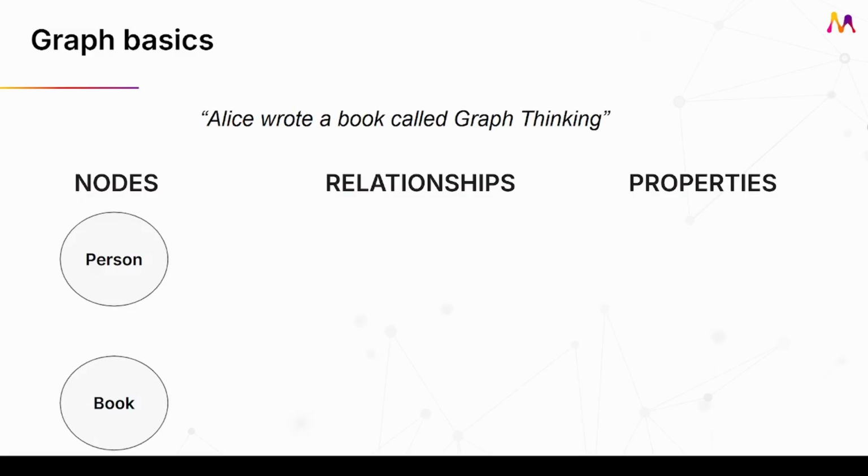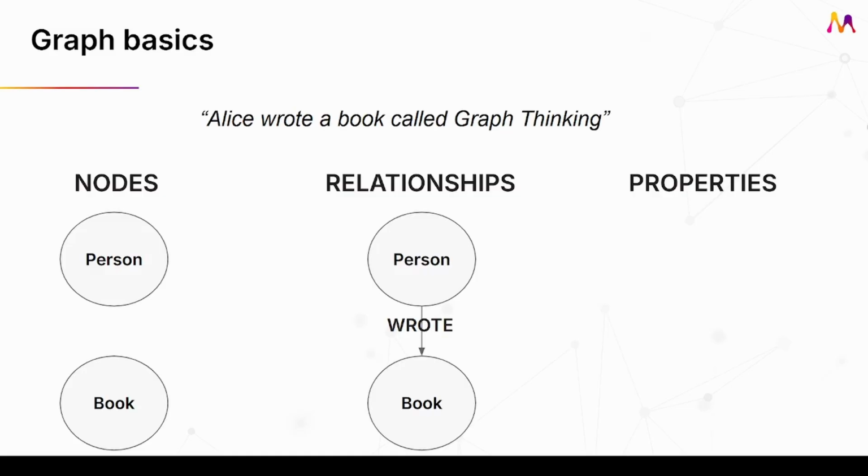Now we need a relationship between those two. The relationship is usually the verb of the sentence. So in our case, a person wrote a book. Now that we have a clear relationship, we can already see that the graph is forming.